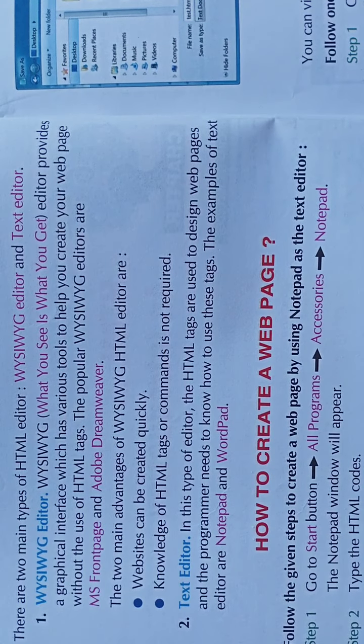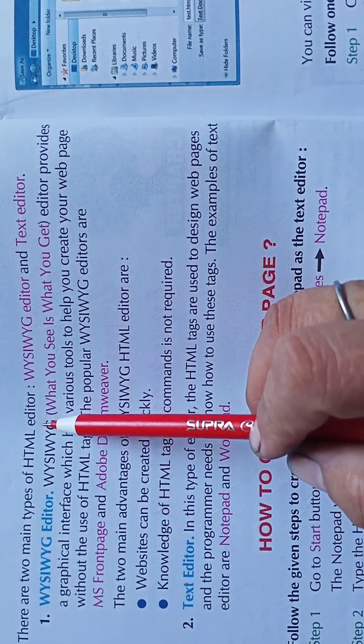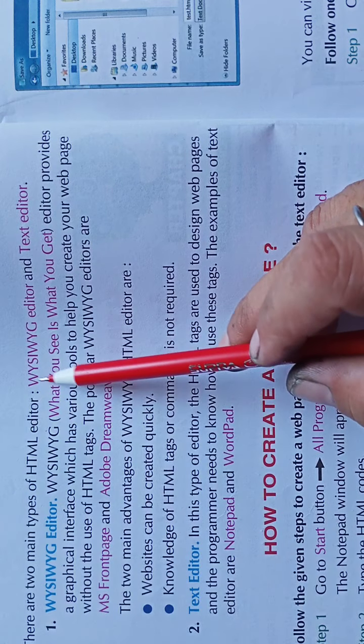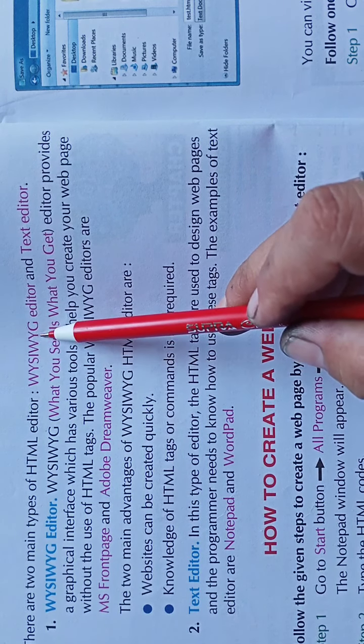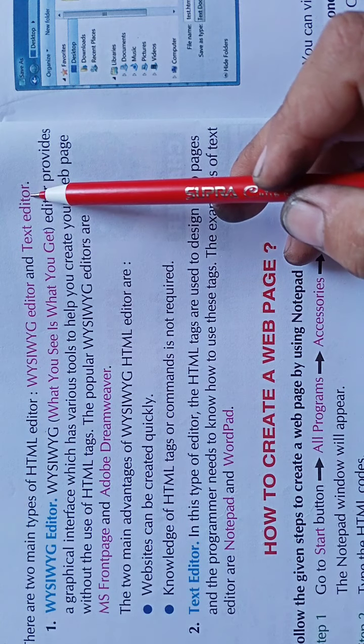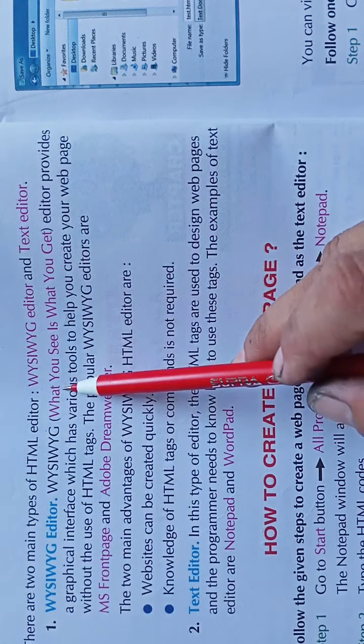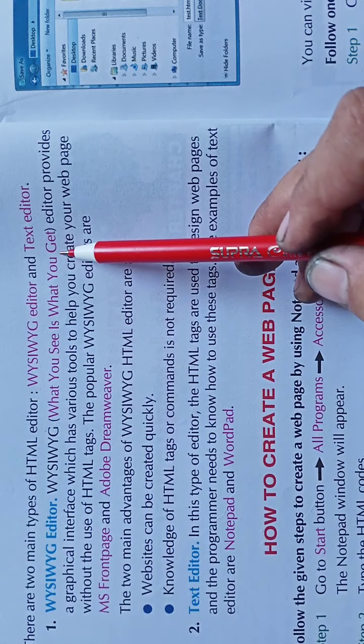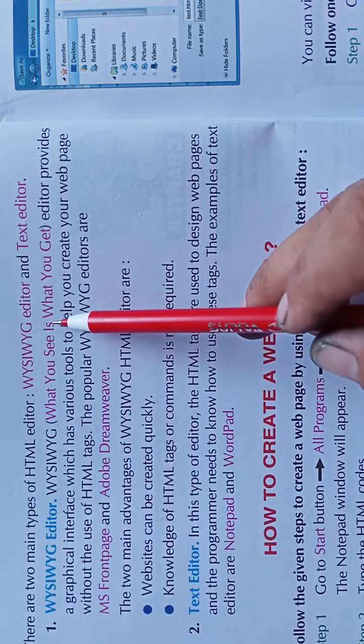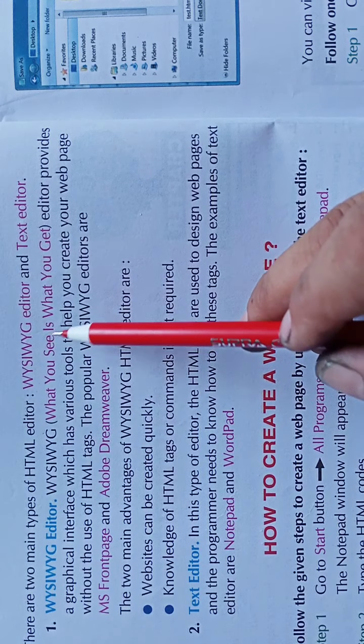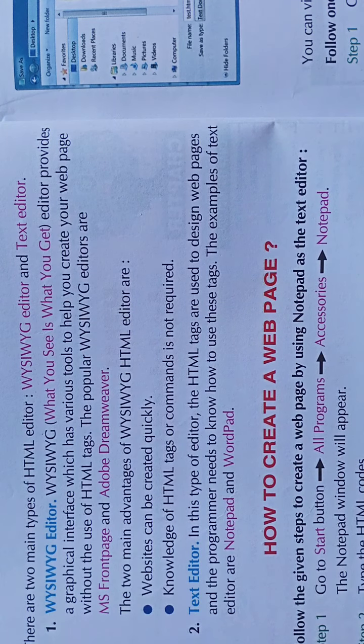Now what are the types of editors? We have two main types of editors. One is called WYSIWYG editors, and the other is called text editors. WYSIWYG stands for what you see is what you get. In this type of editor, whatever you do in the editor's window, the same thing will appear in the output window, that is, in the browser's window. Wherever you have written the text, at the same place in the browser it will appear.